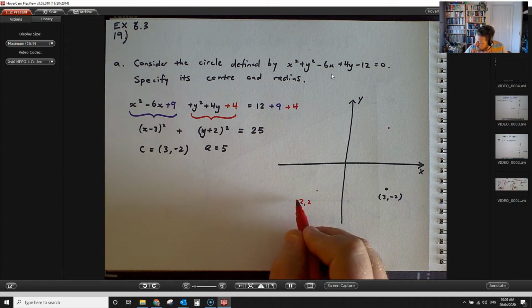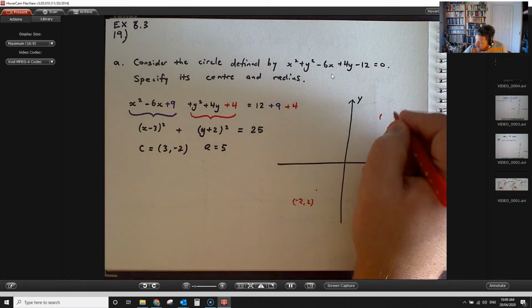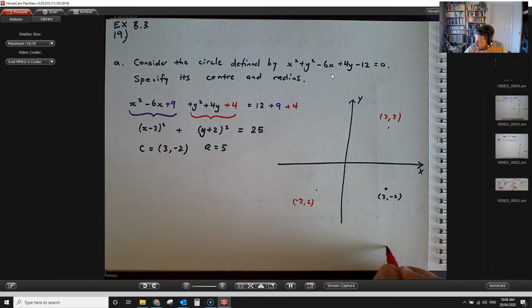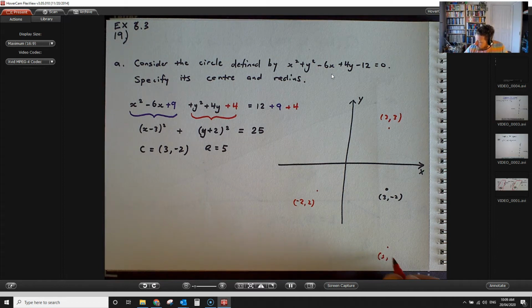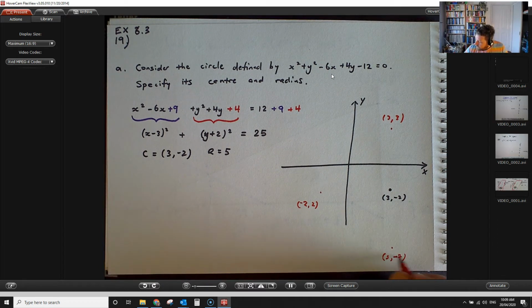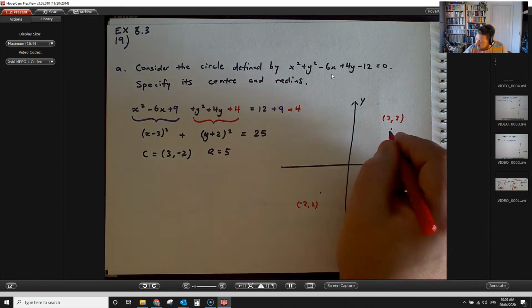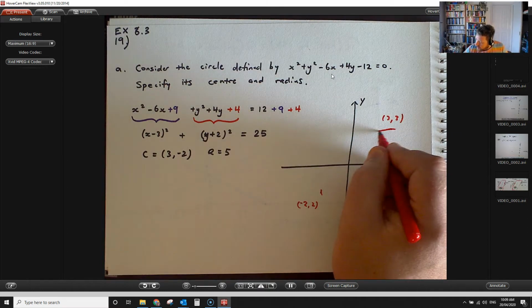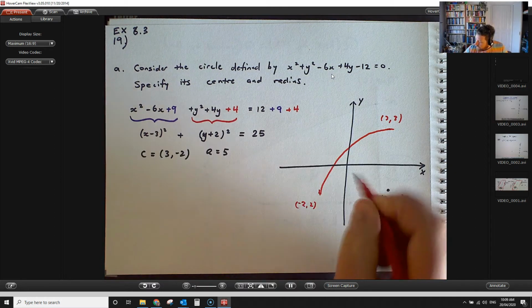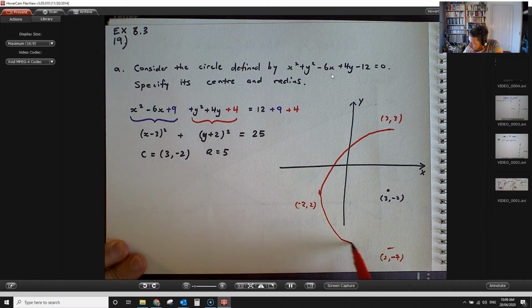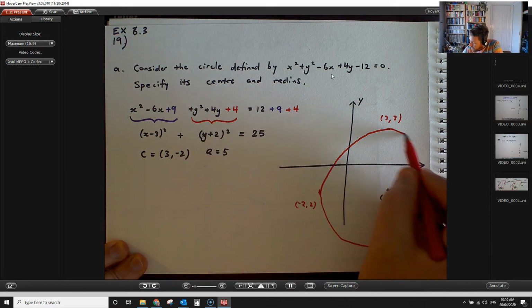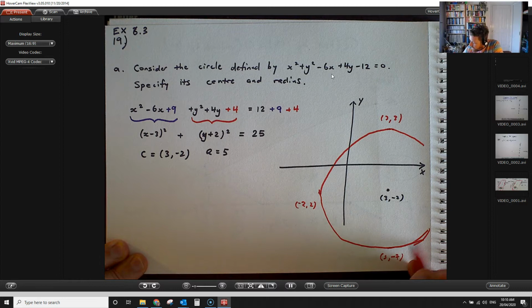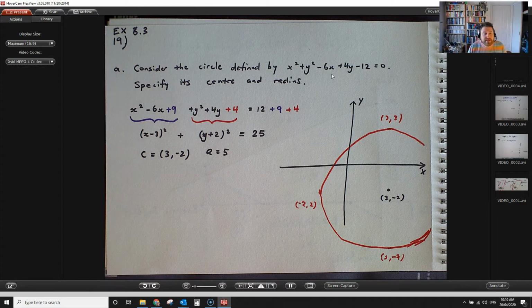Well, I haven't made this sketch big enough. It's always the danger. Here is 3, positive 3. Down here is going to be 3, negative 7, and somewhere out here we're going to have 8, negative 2. Let's be careful. Oh my god, probably one of the worst circles I've ever drawn, but that's fine.